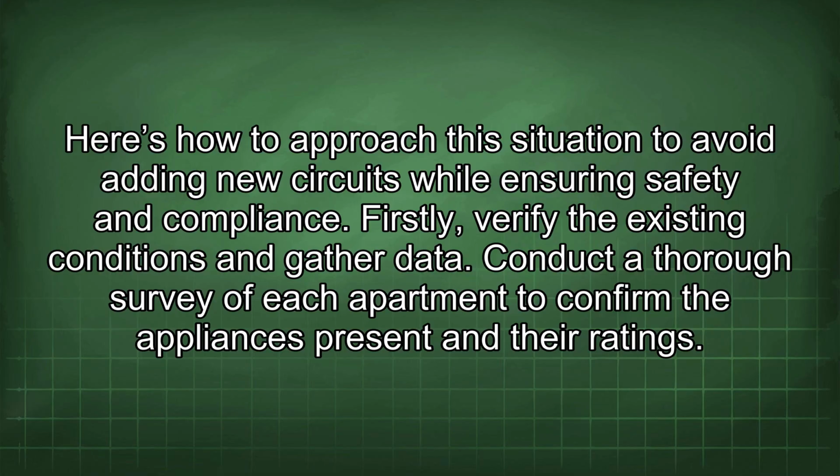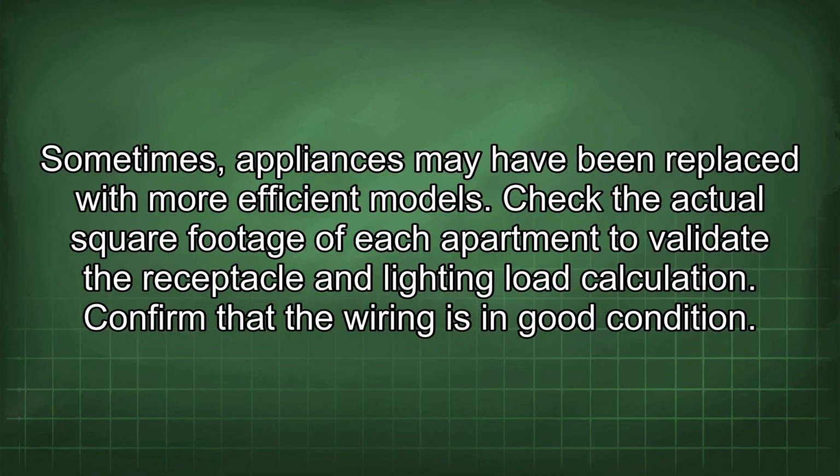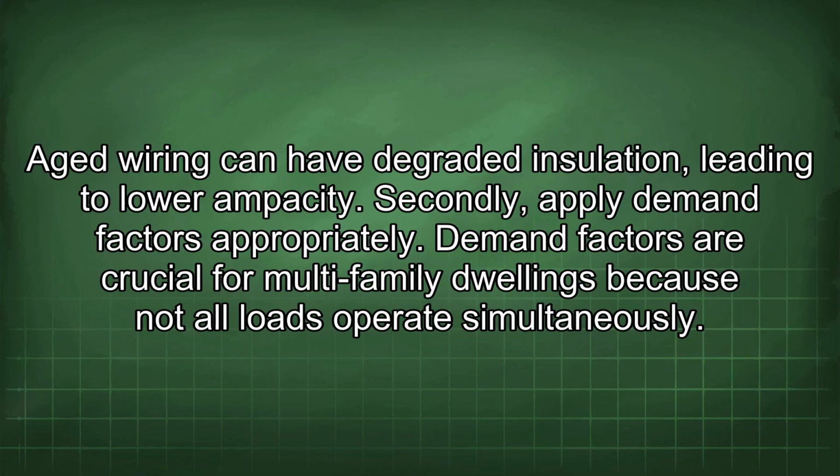Firstly, verify the existing conditions and gather data. Conduct a thorough survey of each apartment to confirm the appliances present and their ratings. Sometimes, appliances may have been replaced with more efficient models. Check the actual square footage of each apartment to validate the receptacle and lighting load calculation. Confirm that the wiring is in good condition. Aged wiring can have degraded insulation, leading to lower ampacity.